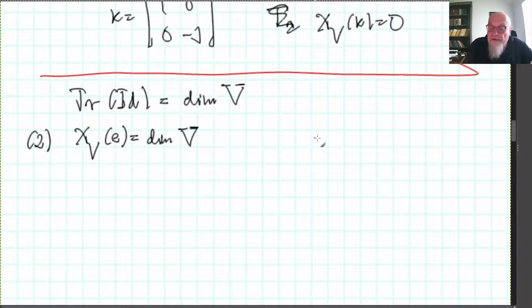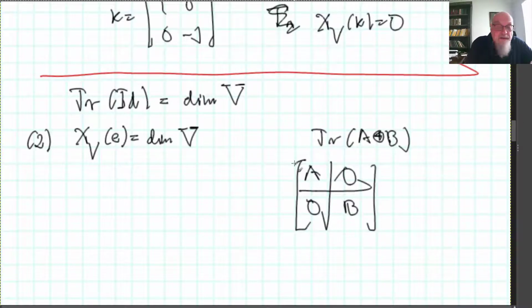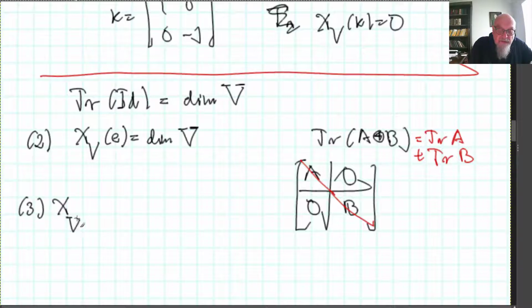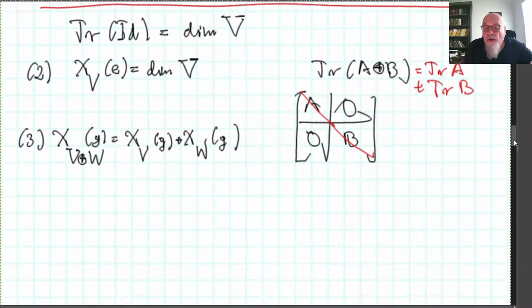Moreover, notice that if you have a trace and you have two matrices A and B, one block matrix with A and B and zeros elsewhere, the trace of this matrix will be the trace of A plus the trace of B. And immediately we get the next property, number 3: if you have a representation which has two components, V and W, the direct sum, then its character is equal to the character of V plus the character of W. Those are the obvious ones.